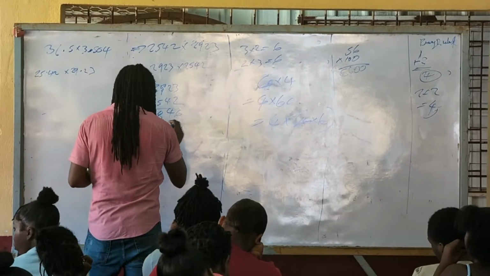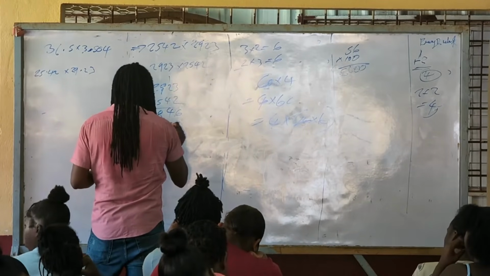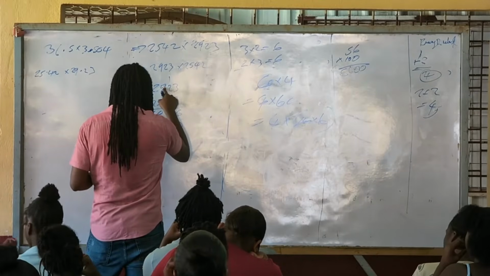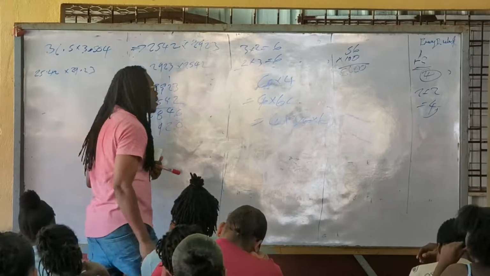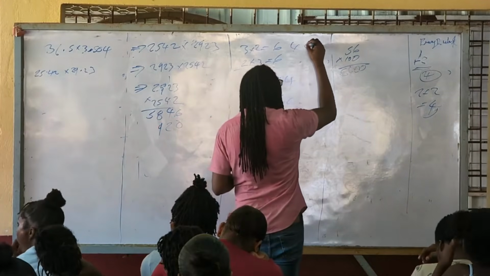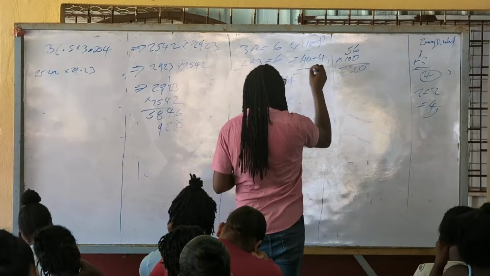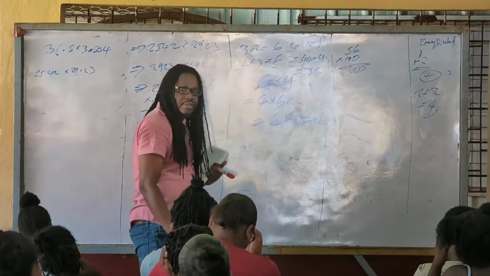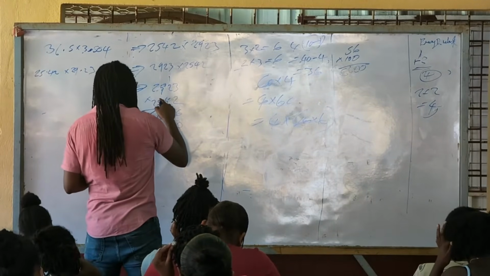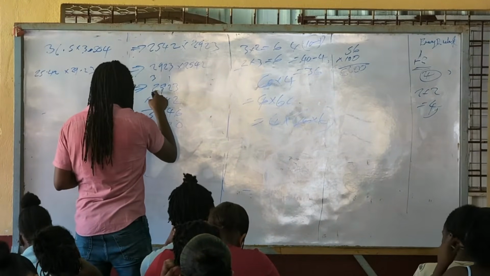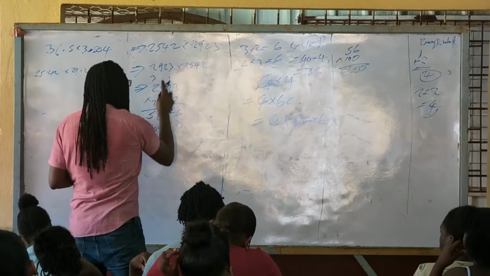4 threes. Carry 1. 4 twos. And 1. 4 nines. 4 nines are 36, because 4 nines is 4 times 10 minus 1, equal to 40 minus 4, equal to 36. So you don't see that? Carry what? 4 twos and 3. All right? Move them here.